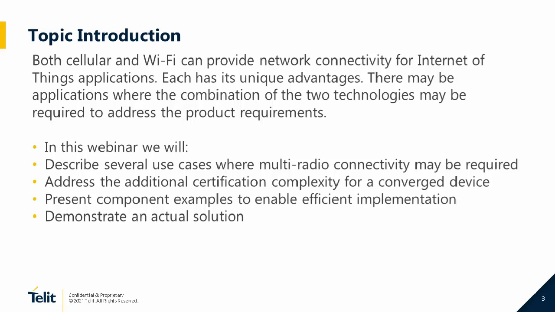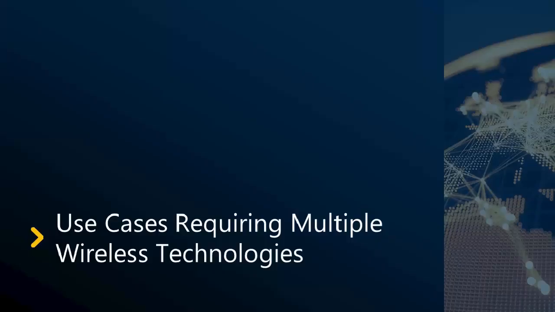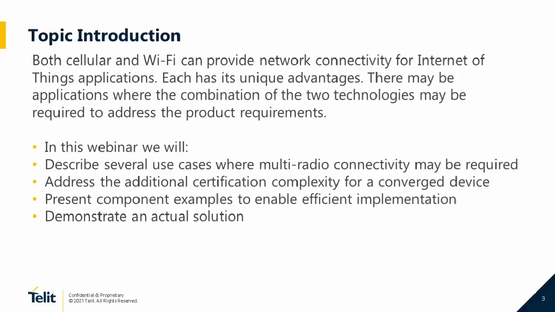So both cellular and Wi-Fi are solutions to connect things to the internet. And there are advantages to each one of those, right? Cellular has its unique advantages, Wi-Fi has its unique advantages. But there may be applications or use cases where you want to combine the two connectivity technologies. So that's the goal of this webinar.